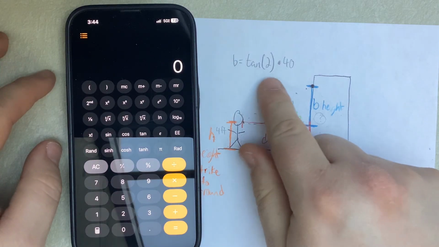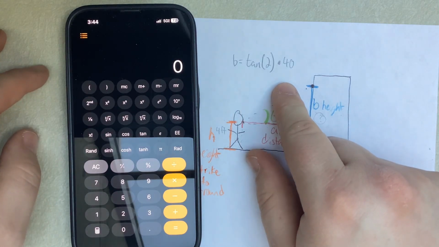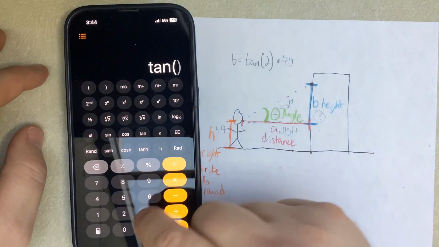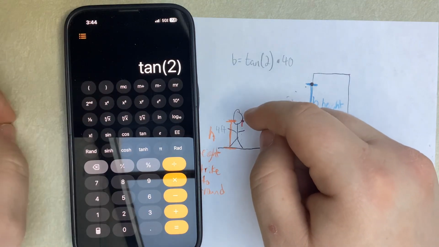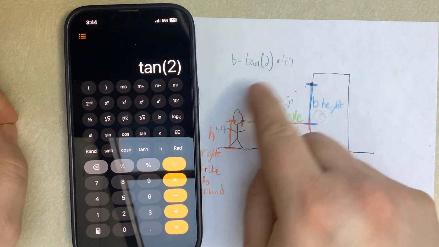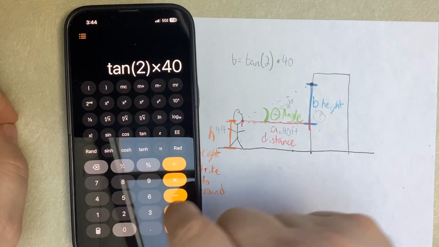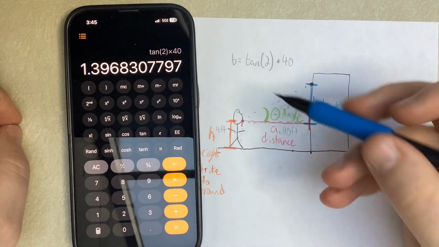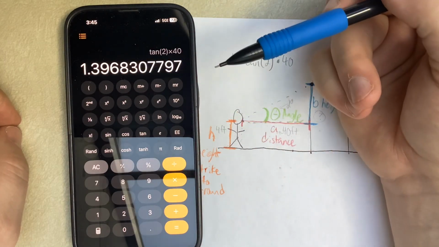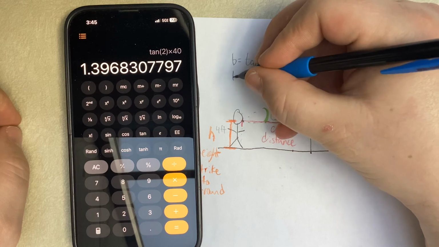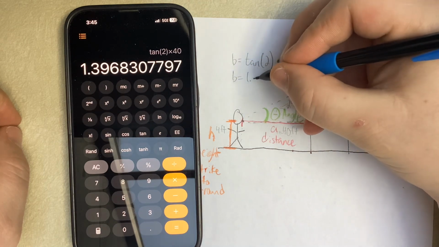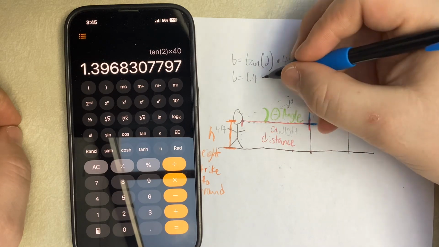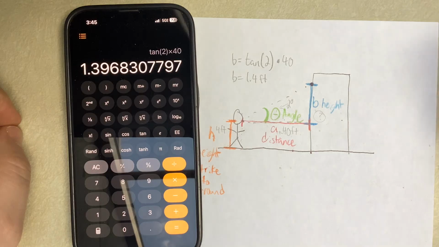Now, I'm just going to put this directly into my calculator. So I need to start by hitting the tangent button, T-A-N, and I'm going to do the tangent of the value of 2, I'm going to end my parentheses here, and multiply that by 40: times 40 equals. Now it's going to give me a long number. I'm going to keep it simple and I'm going to round it to the nearest tenth for this one. So now I have that B is equal to 1.4. So since we're measuring distance of height from here to here, that's going to be 1.4 feet.